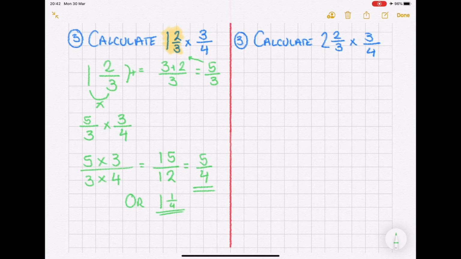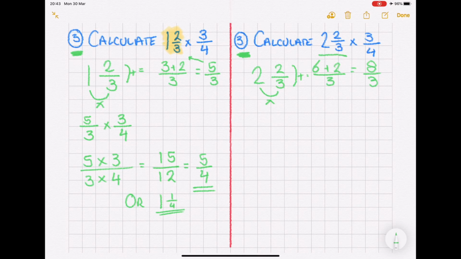Okay, pause the video here, copy out the workings for this question, and then have a go at this question. And once you've done that, play the video again. Okay, so first things first, we need to change that into a top-heavy fraction. 2 times 3 is 6, plus the 2 over 3 gives us 8/3.